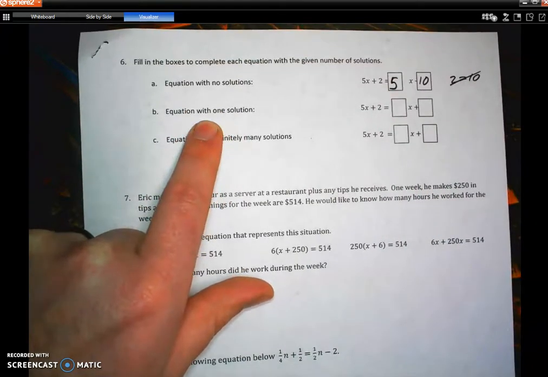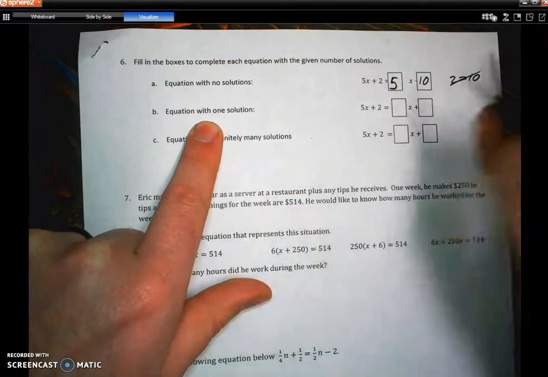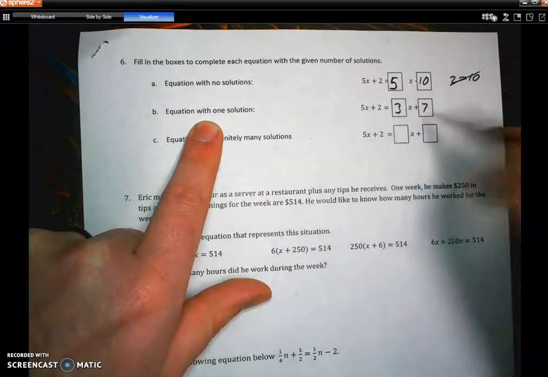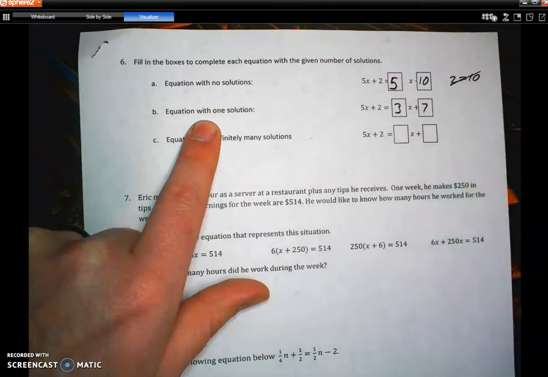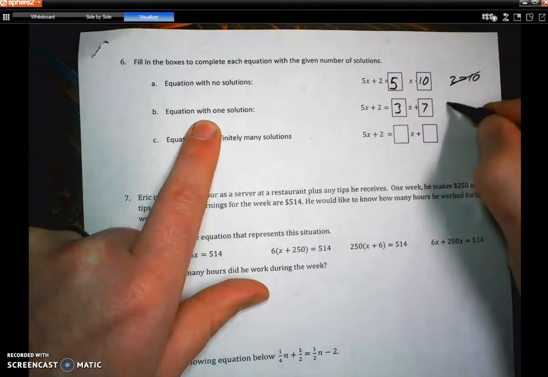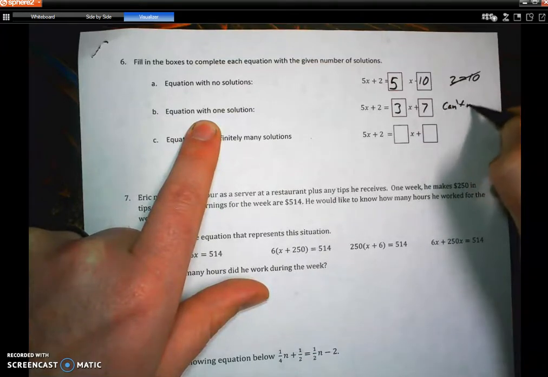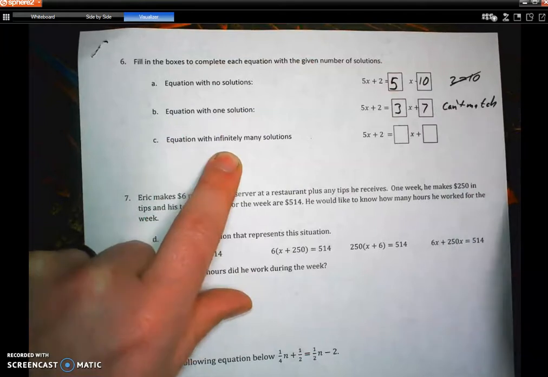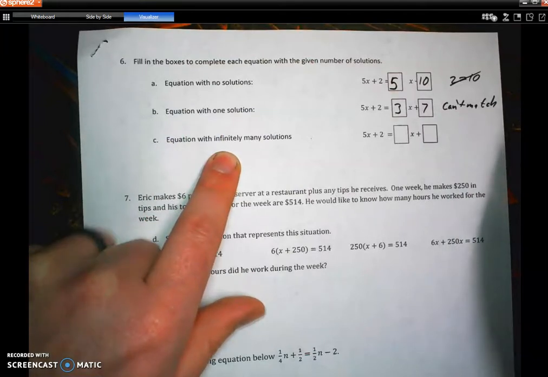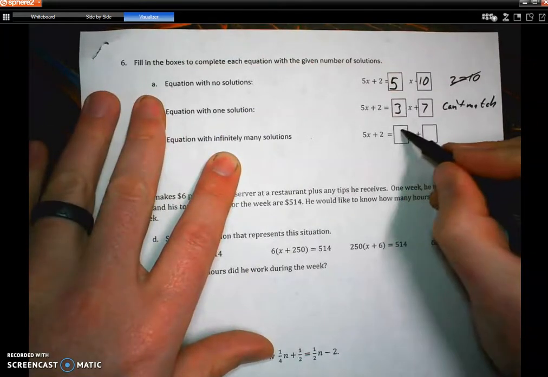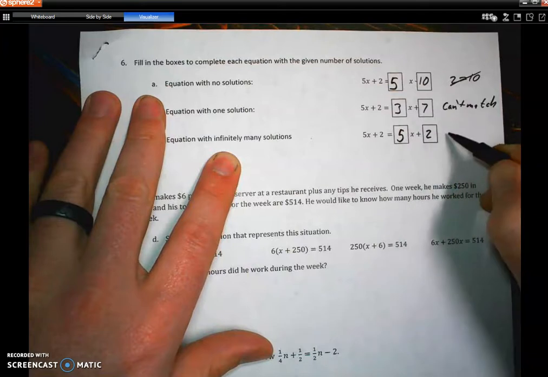One solution, nothing can match. So you just pick numbers that don't match 5x plus 2. So I'm going to go 3x plus 7. And you can do whatever you want there. It can be anything. They just can't match one another. In infinitely many solutions, they have to match. 5x plus 2 has to be 5x plus 2. This one has to match one another.